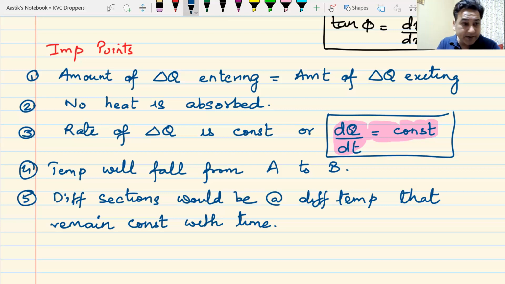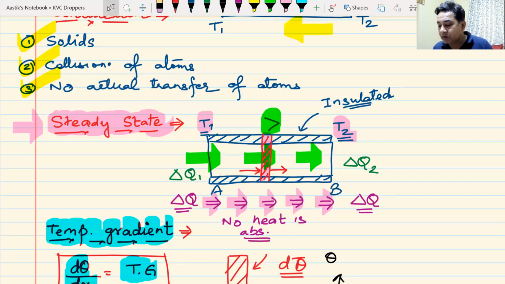So if I go back to my different sections, here, this section is at temperature T1. The temperature is T1 here. This section is at temperature T2. Now, if I take any section in between, let me call the temperature of this section theta1. Let me call the temperature of this section theta2, and so on. I make different sections from here to here.